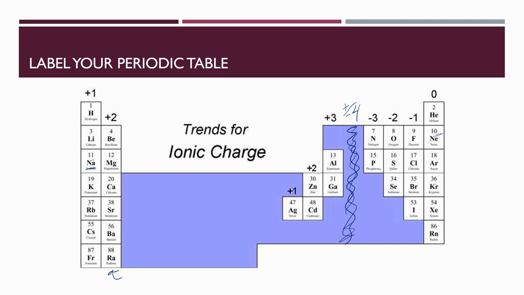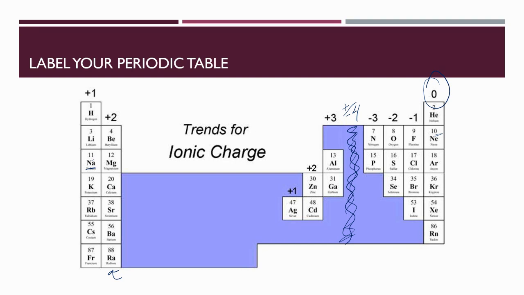Then we have nitrogen and phosphorus with a -3, oxygen, sulfur, and selenium -2, the halogens -1, and then obviously our noble gases, they already have their full valence shells, so they will not form ionic bonds. They have a charge of 0.